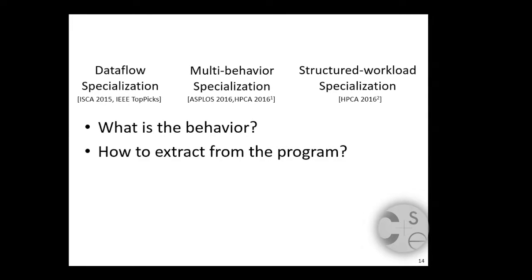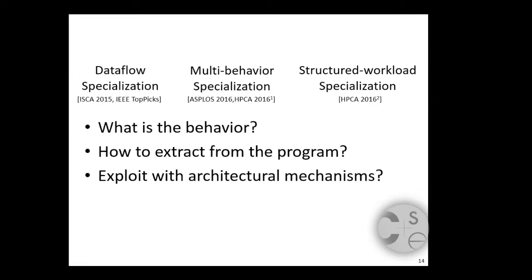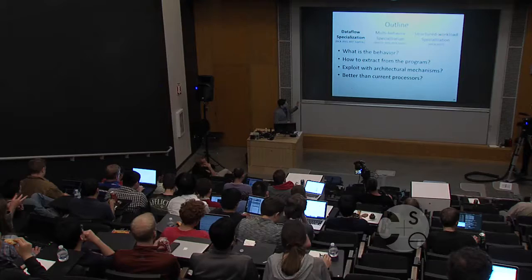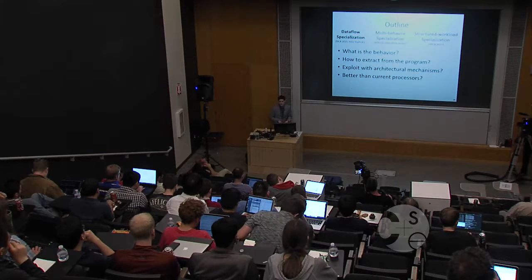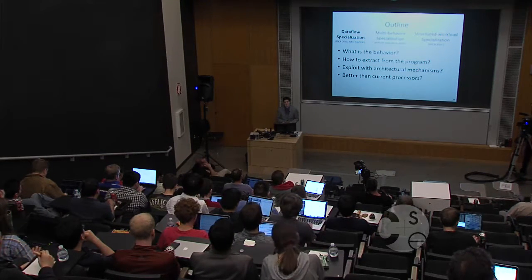Second, how do we extract this program behavior from the program in a way that makes the architecture simple and can cover enough of the program to be useful? Third, how do we exploit this with efficient architectural mechanisms without exploding our power or area budget? And finally, how do we organize this to make a very efficient processor system that's actually better than current generation processors? In this talk, I'll focus in great detail on the Dataflow specialization part of the work, and I'll talk about the other 2 at a higher level at the end if there's time.